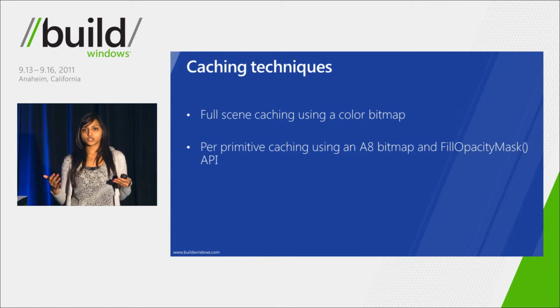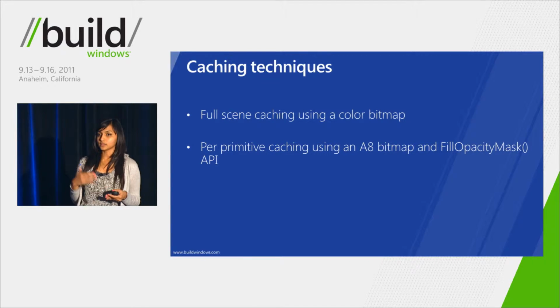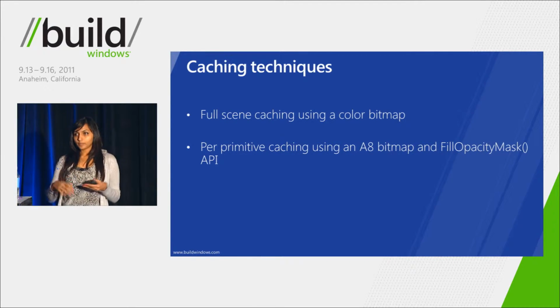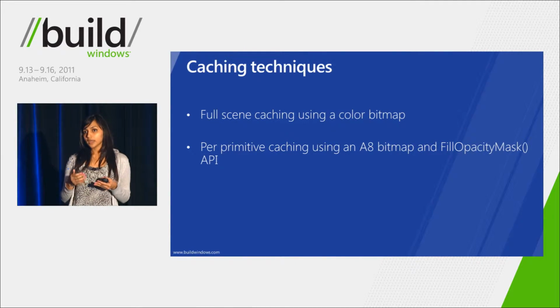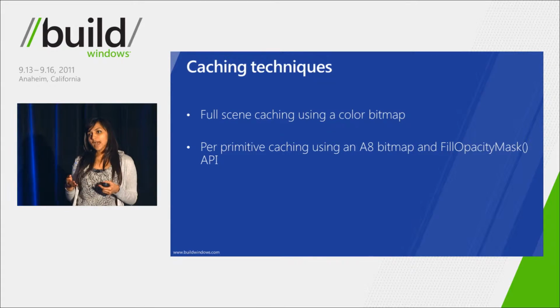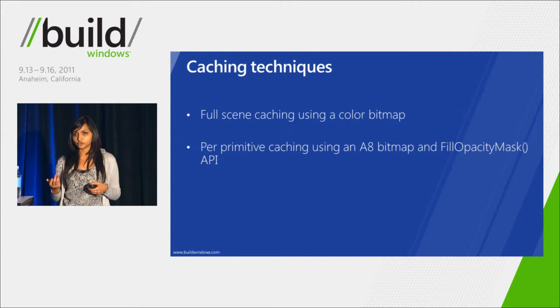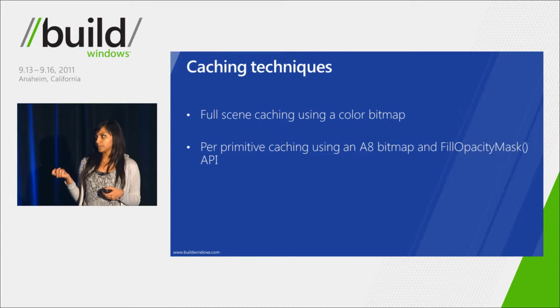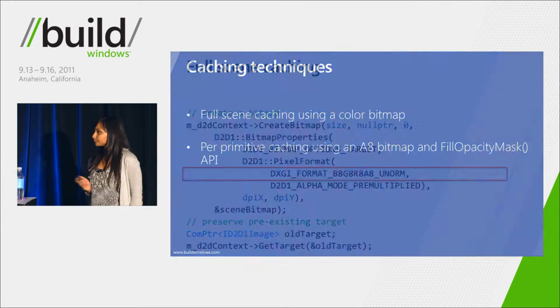Either you can cache your full scene. Say, for instance, the magazine app that I showed had a lot of mixed content. There was geometry, there was bitmap, lots of text. So I was caching all of that content in a bitmap. If you just have, say, lots and lots of text, or if you just have geometries, you can use another technique, which is to render that into a bitmap, and it works a little differently. I'm going to show both of these techniques with some code snippets.